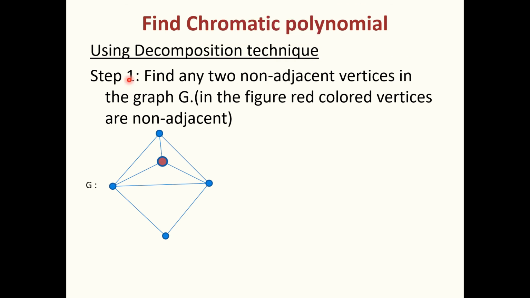I am going to explain how to find out chromatic polynomial using decomposition technique. So here this is the graph which is given with 5 vertices. First step is to find out any two non-adjacent vertices. So here this vertex and, as we can see from this figure, these two vertices are non-adjacent because they have no connectivity.